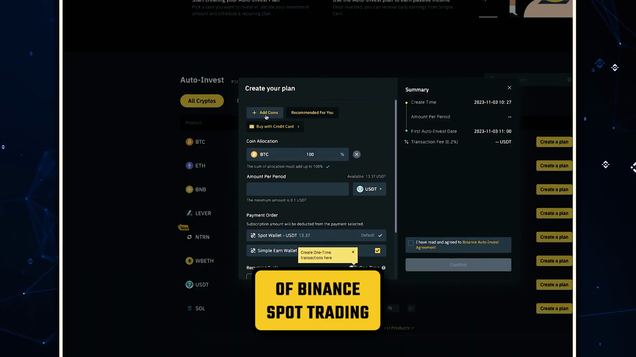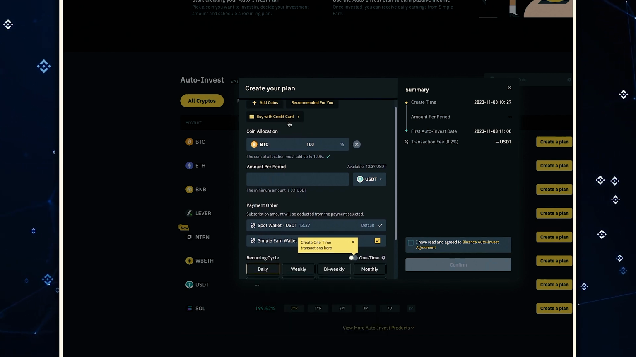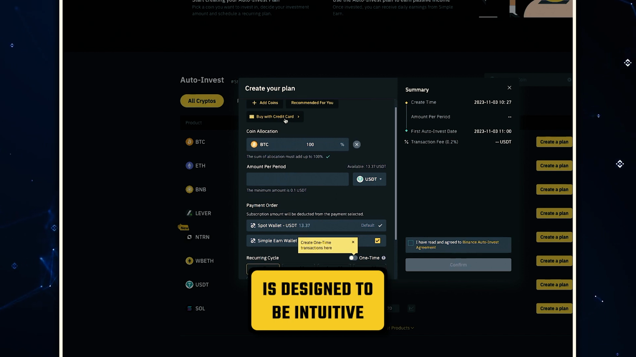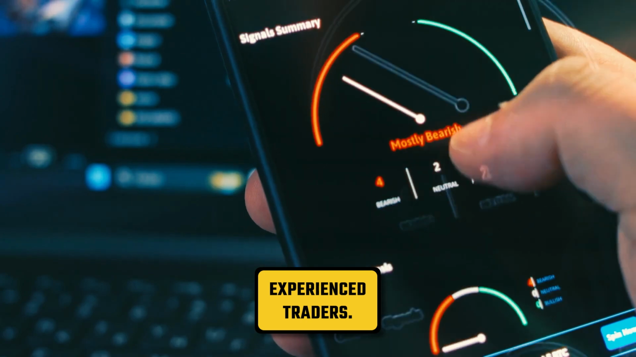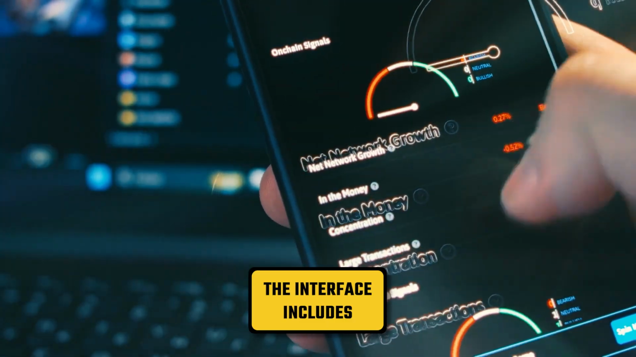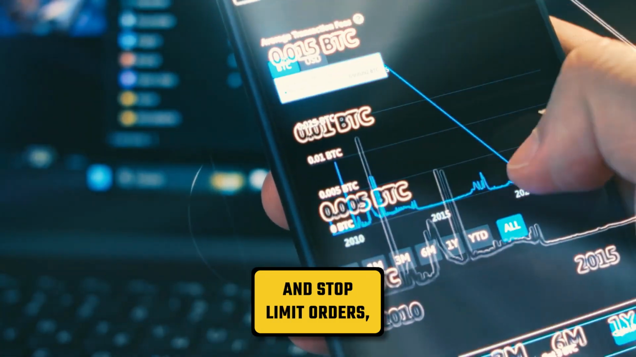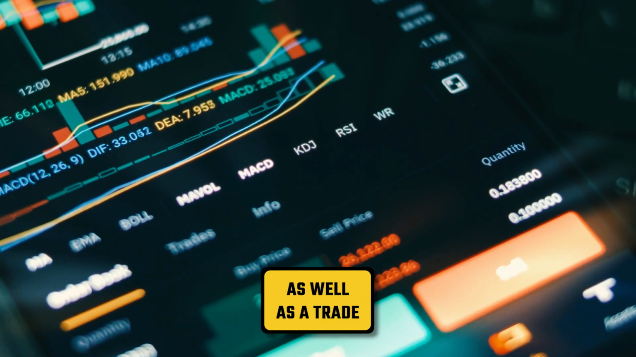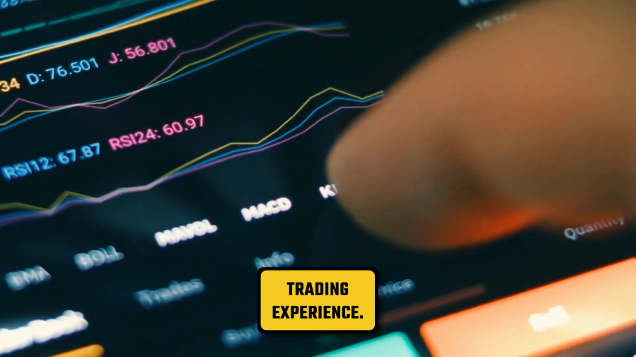A major advantage of Binance spot trading is its user-friendly interface. The Binance trading platform is designed to be intuitive and accessible to both novice and experienced traders. The interface includes market charts, various order types like limit, market, and stop limit orders, as well as a trade history section, all designed to provide a seamless trading experience.